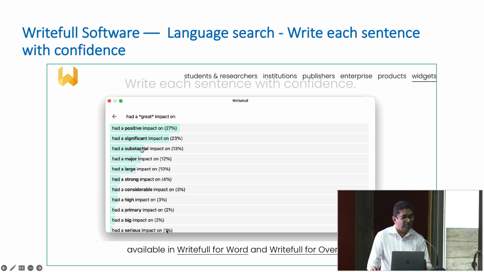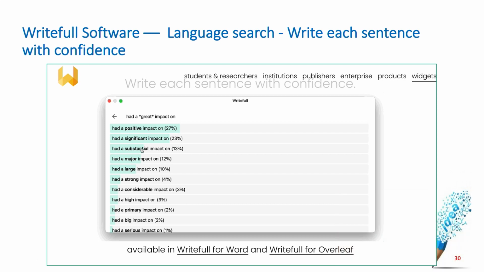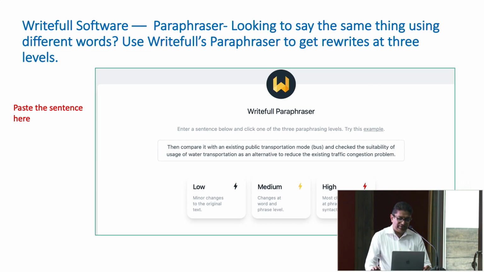You see, all combinations are given with percentages, so that you can very easily select. Otherwise, sometimes when you write, you get stuck. You don't know which word to use. Now this would help you find the correct wording that you need. And then what you can do is the paraphrasing.